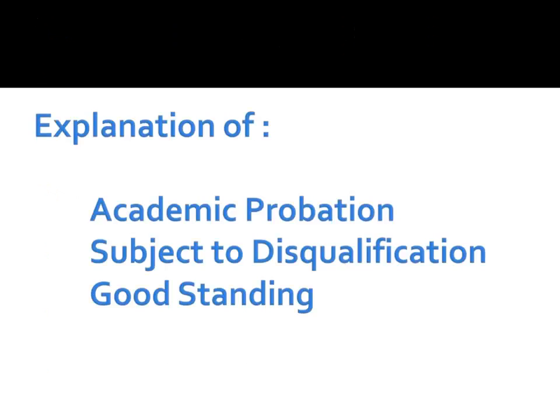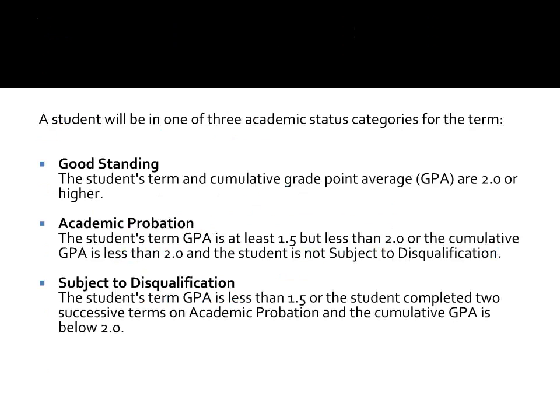Now let's understand what academic probation and subject to disqualification mean. Based on your GPA, you will be placed in one of these three academic status categories: good standing, academic probation, or subject to disqualification. You'll see that each status is determined by grade point average. Please note that subject to disqualification means just that. You can be disqualified from the university anytime your academic status is subject to disqualification. We hope this tutorial will help you to avoid that outcome.